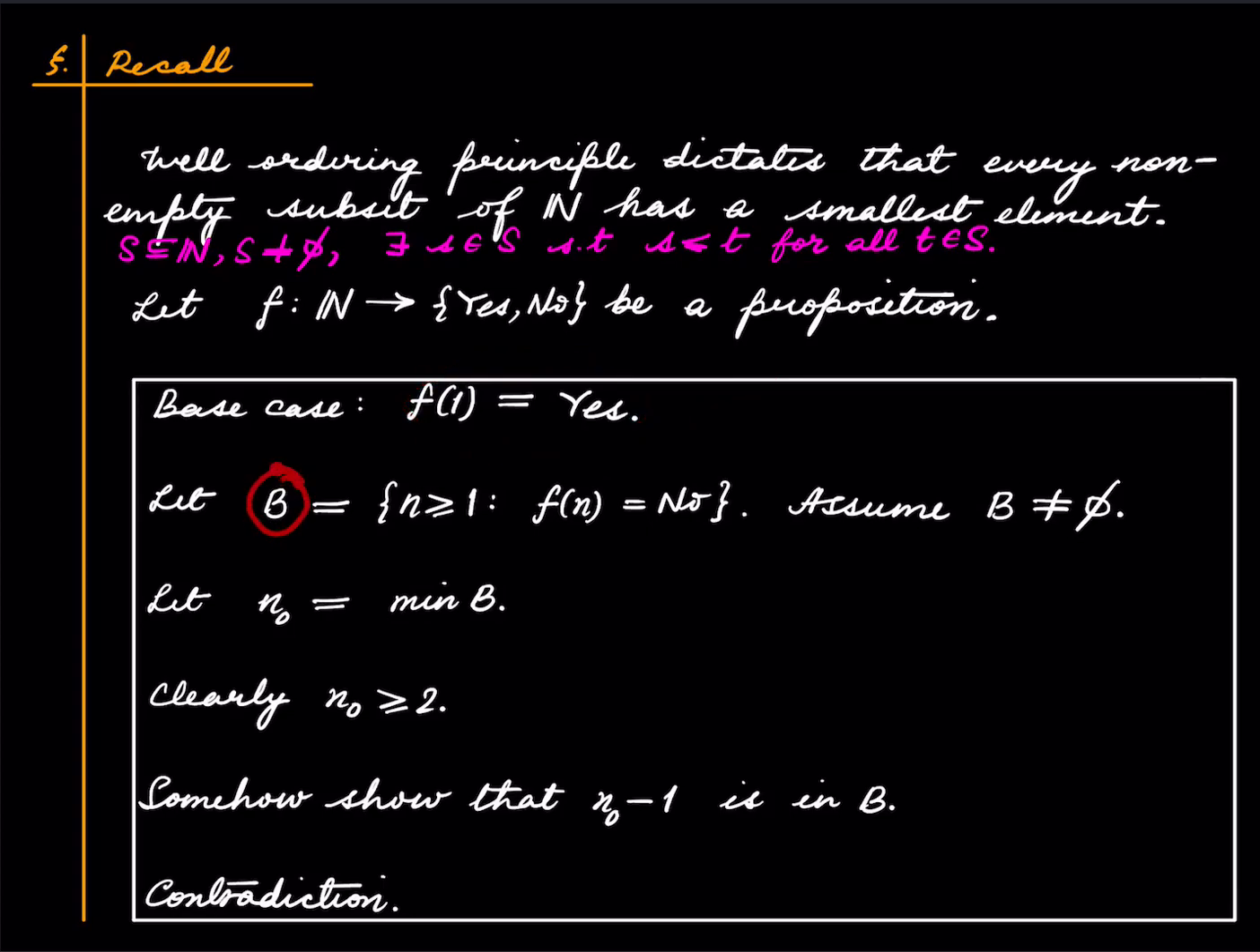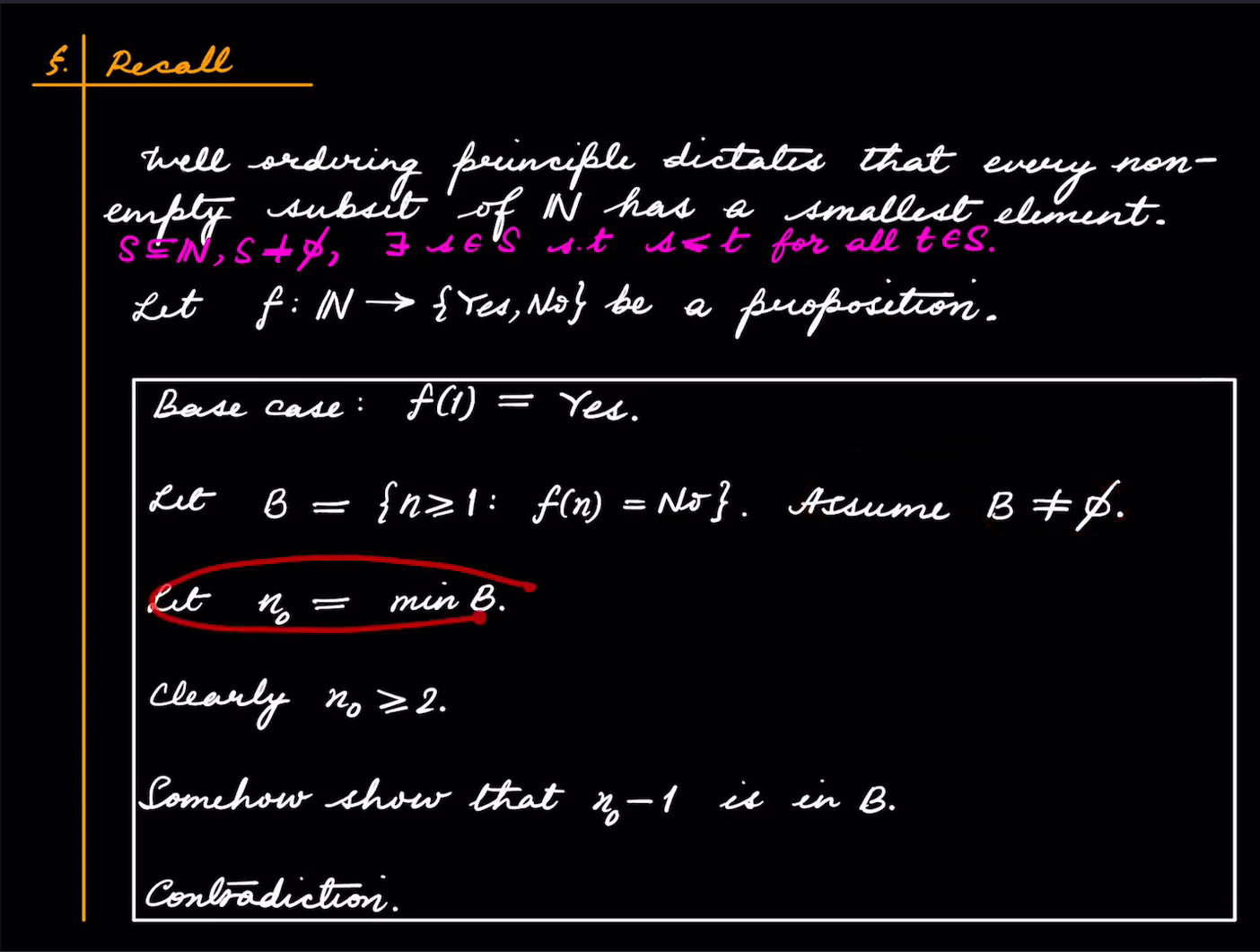Then consider B, the set of all the quote-unquote bad natural numbers. These are those natural numbers for which the proposition is false, f of n is no. And assume there is at least one bad element. So B is non-empty. This is in contradiction to what we want to prove. We want to really prove that B is empty, because we want to show that f of n is yes for all n, which is to say that there is no bad natural number, which is to say that B is empty. But we assume on the contrary that B is non-empty.